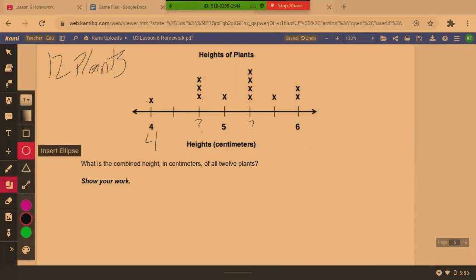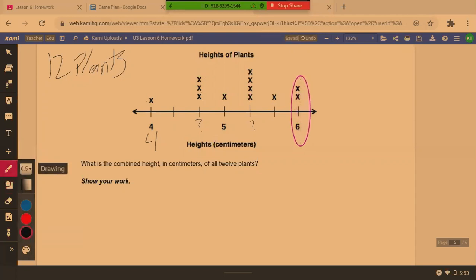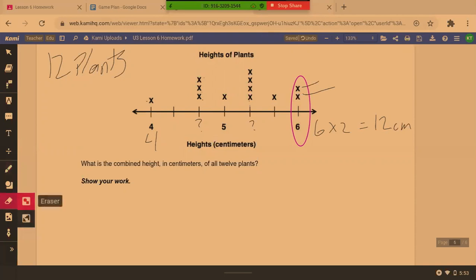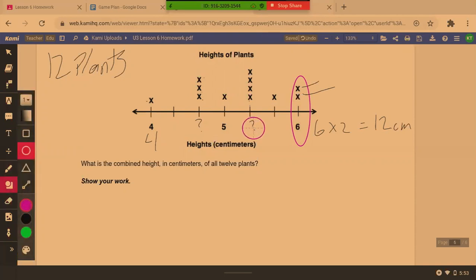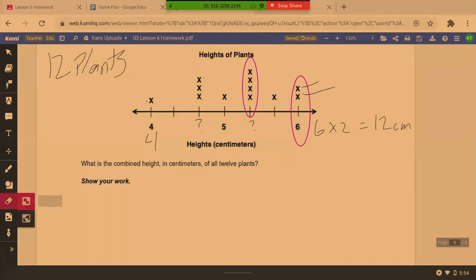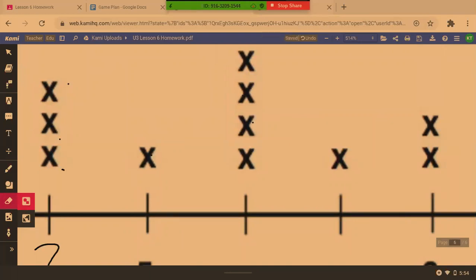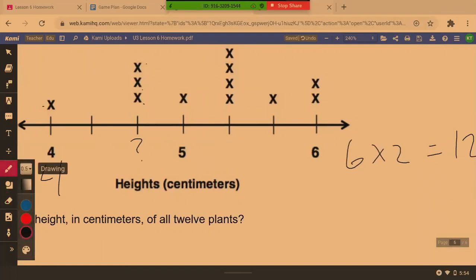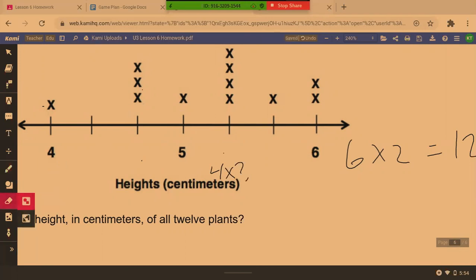So let's focus on 6. So the total height for this category would be 6 times 2 because there are 2 plants and they're each 6 centimeters. So the total height of that category would be 12 centimeters. So I need to figure out this value so that I can figure out the entire category. So whatever the height is going to be, 4 times question mark. And whatever this height is, it's going to be 3 times question mark. This one, the work is done. There's only one 4 centimeter plant, and the same with this one. Only one 5 centimeter plant.